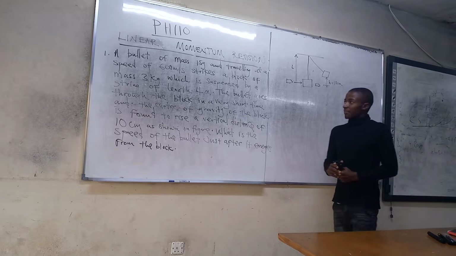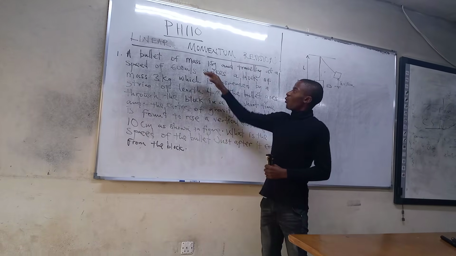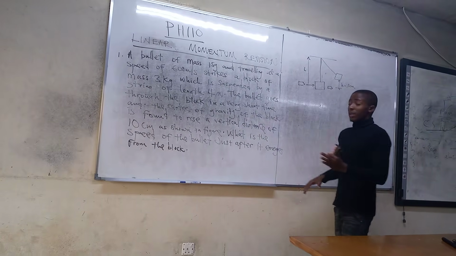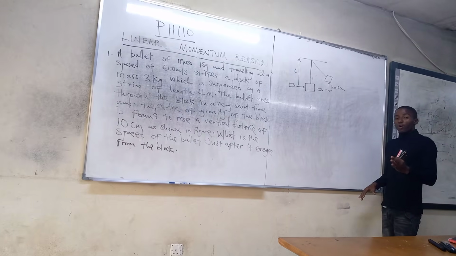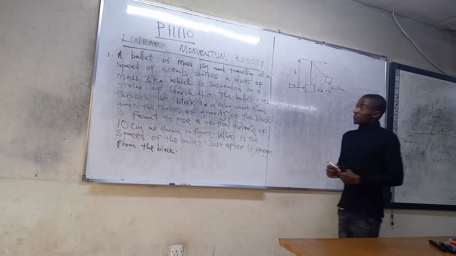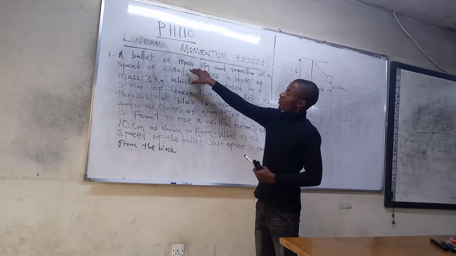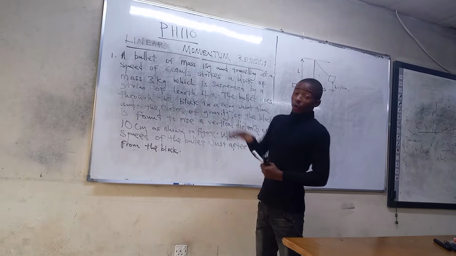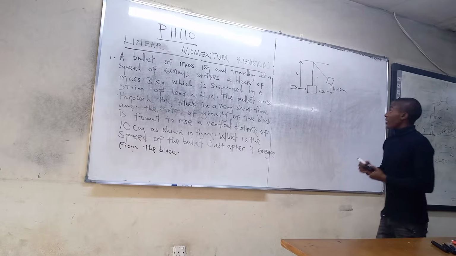Before we start answering, what you have to do is convert all given masses. You make sure that they are in kilograms. So we are going to start with the bullet, converting the mass of the bullet, or collecting the data of a bullet.